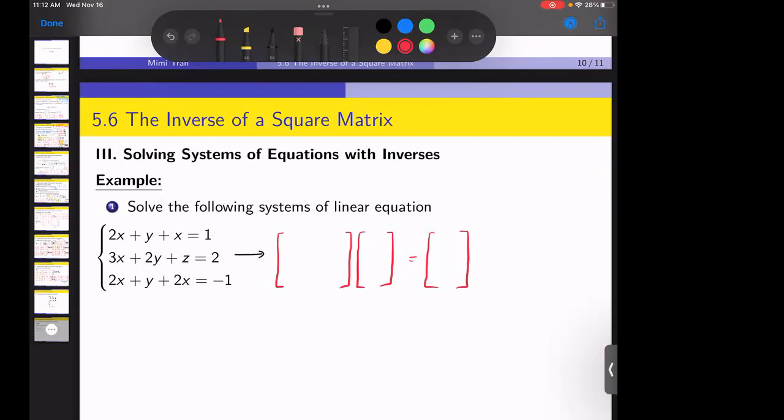What is A? Oh, by the way, that's Z. Oh, my bad, I'm so sorry. That should be Z. Typo. So A is 2, 1, 1, and then 3, 2, 1, and 2, 1, 2. What is my X? X, Y, Z. If it's 2 variables, it's just X, Y. If it's 4 variables, then X, Y, Z and something else. My B will be 1, 2, negative 1.